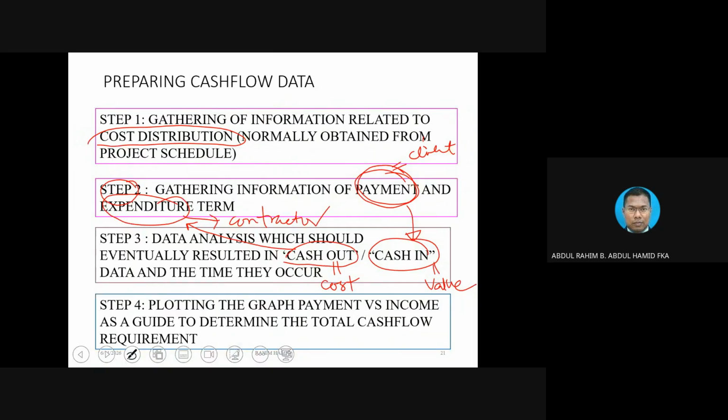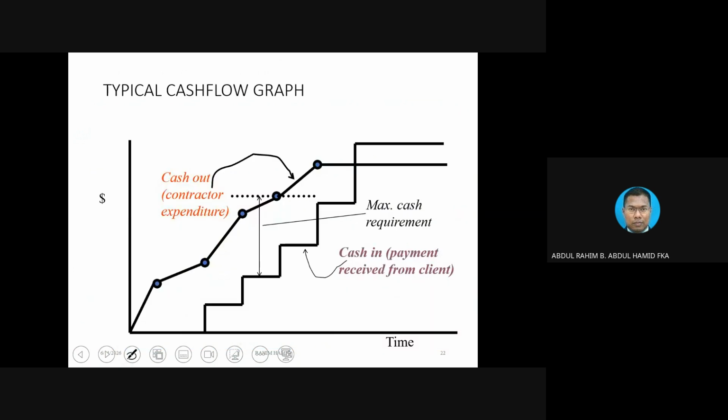Okay, step number four, plotting the graph of payment versus income like this, in order to show the amount in a visual sense. Okay, and you notice that plotting this graph is not necessary. When you do those things in a table form in Excel, automatically you will get all the values that you need, according to your calculation. But this is just to show.